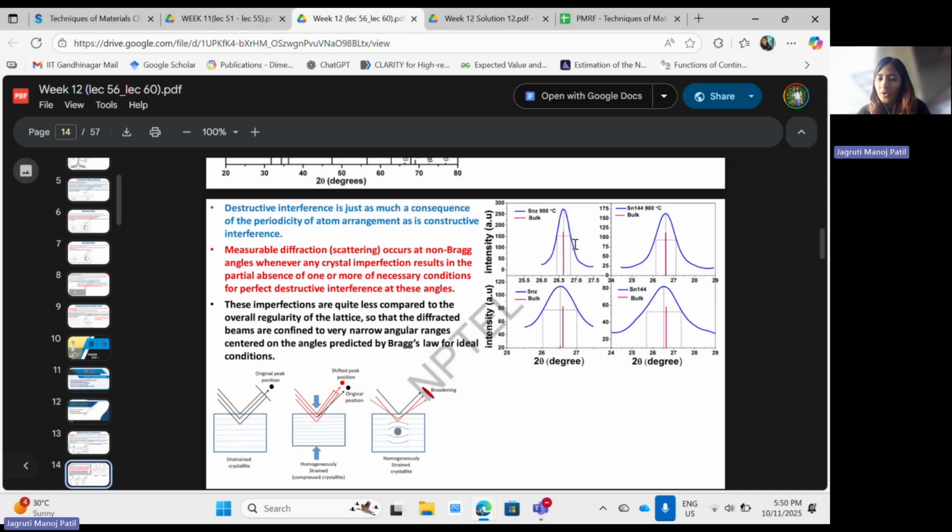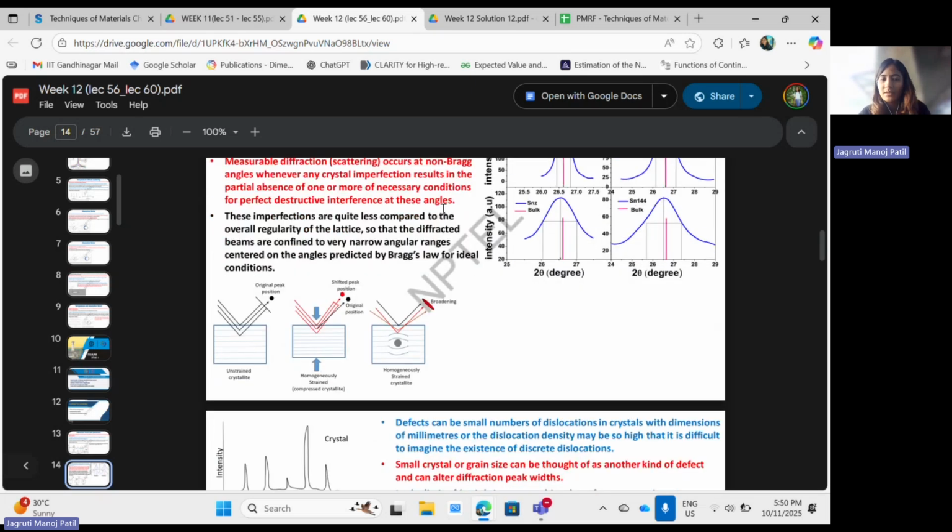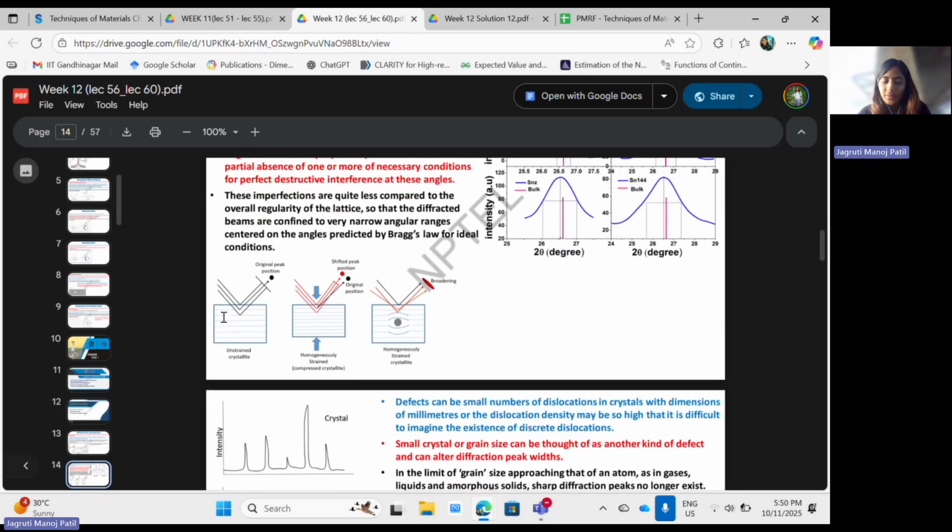So across this point, that's nothing but the difference in wavelength that you have across your full width half maxima. That's the width you are trying to calculate. Now, if your original peak position in an unstrained crystal is like this, and you have a homogeneously compressed one where all the properties aren't isotropic, then you will have a shift in the position, as you see in Doppler. And that shift will correspond to the broadening of your full width half maxima.